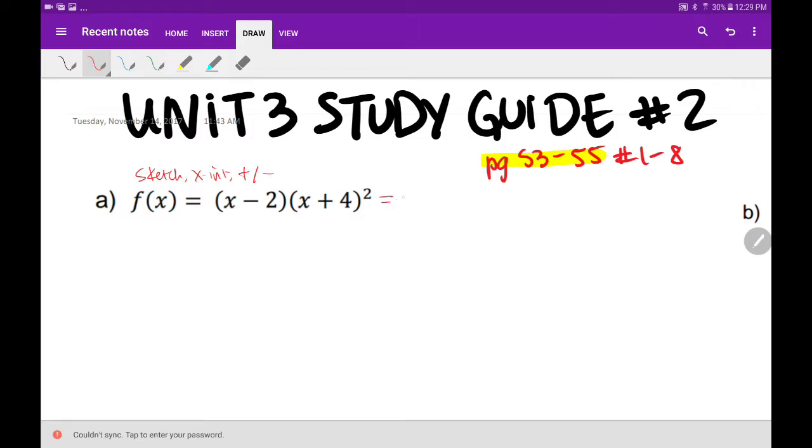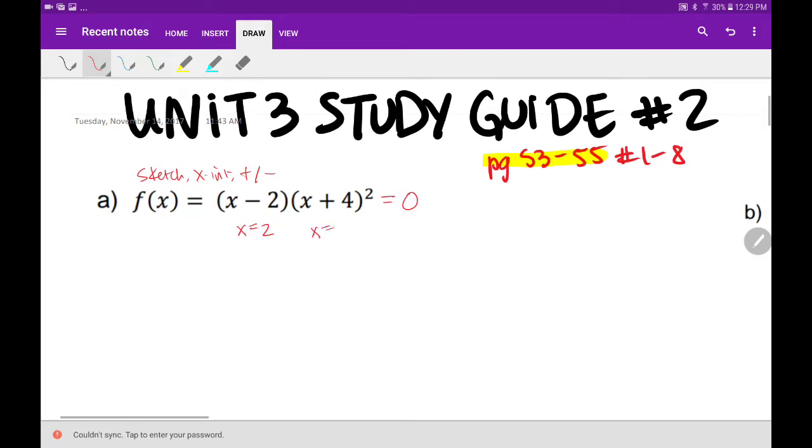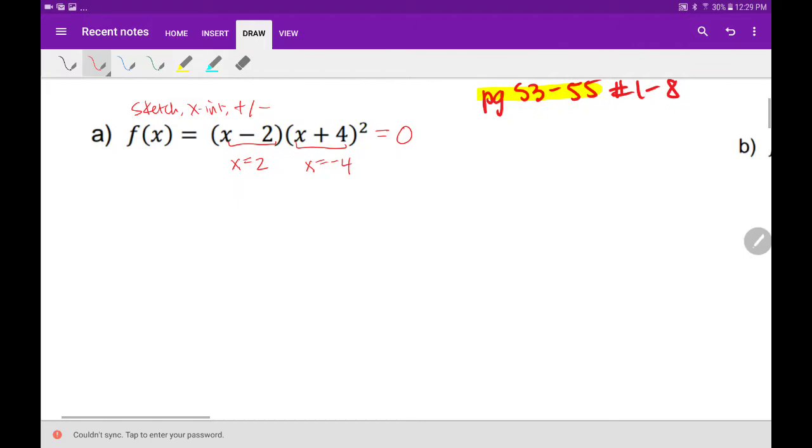Since we're already in factored form, we can set the function equal to 0, and we'll find x-intercepts at x equals positive 2, and at x equals negative 4. So I set this equal to 0, and I set this equal to 0. Next, we're going to plot what we got. Go to positive 2. Go to negative 4.